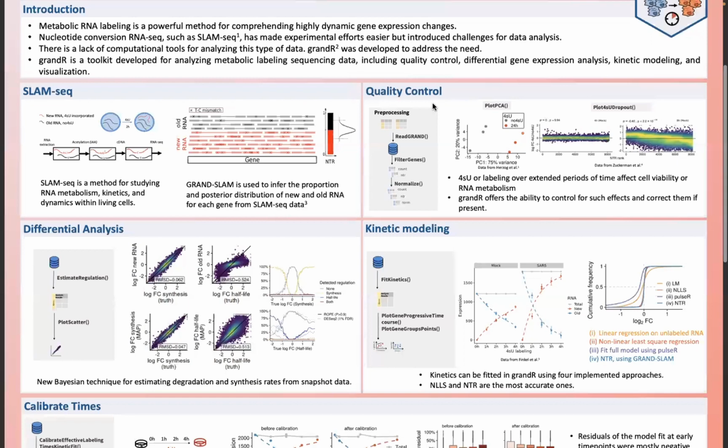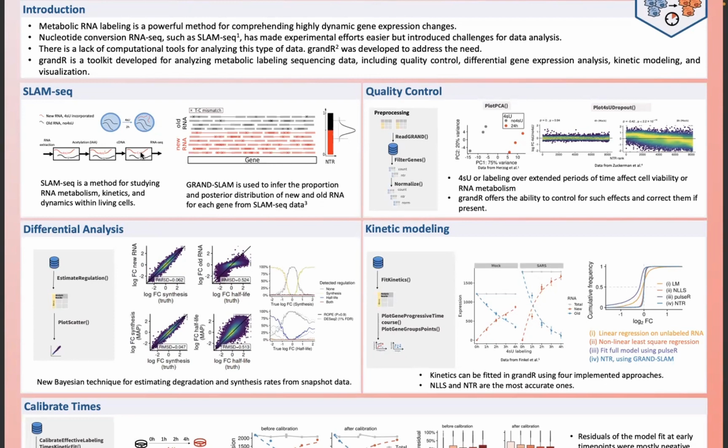This is why we developed grandR. But first of all, let me introduce you to SLAM-seq. In SLAM-seq, cells get treated with a nucleoside analog, for example, 4SU, for some labeling time. 4SU then gets incorporated into newly synthesized RNA instead of uridine. After chemical conversion, it gets converted into a cytosine or cytosine analog. Those T2C mismatches can then be observed in the reads, telling us which RNA is new and which is old.